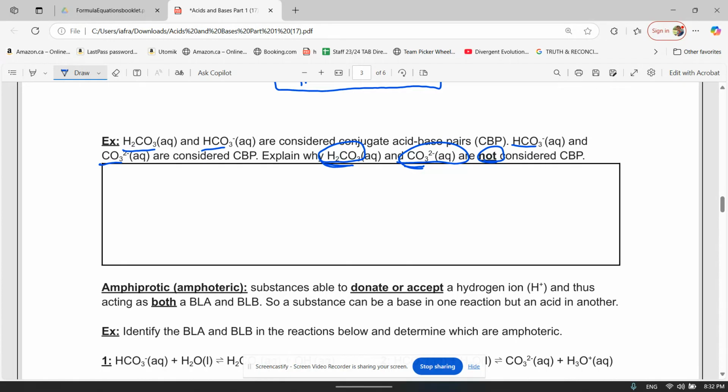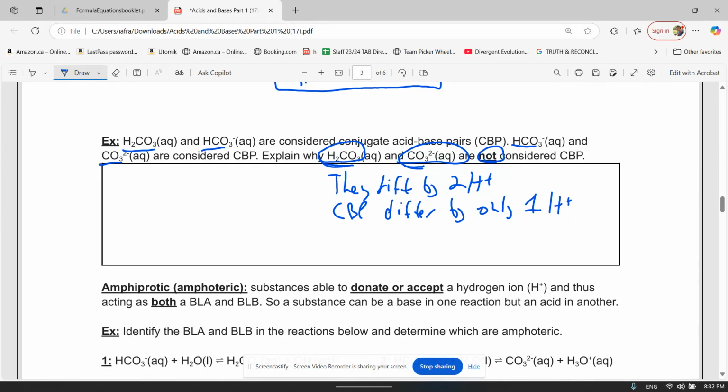Hopefully you had time to think about it. You paused the video, you tried it out. You can see that they differ by two H pluses. CBP differ by only one H plus. So that's why they're not considered conjugate acid-base pairs.